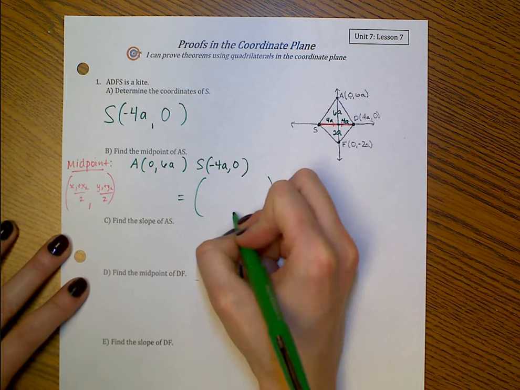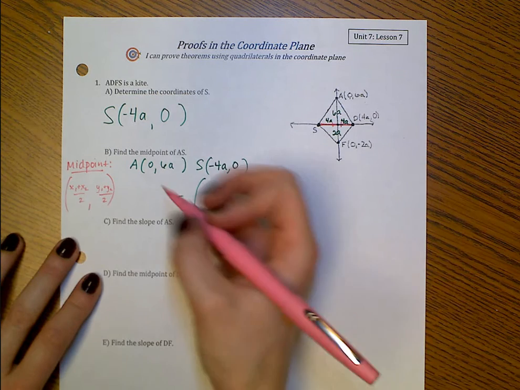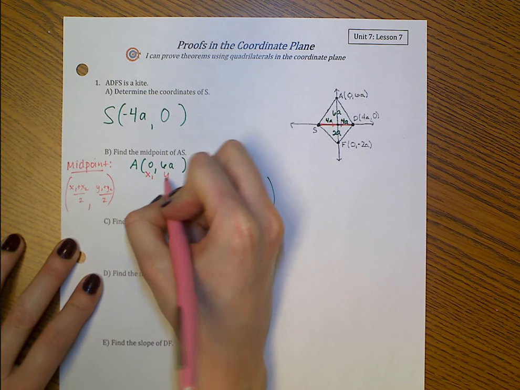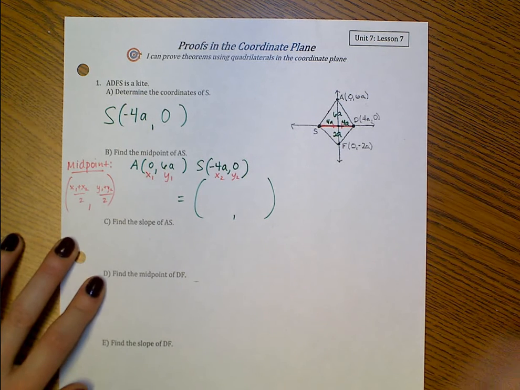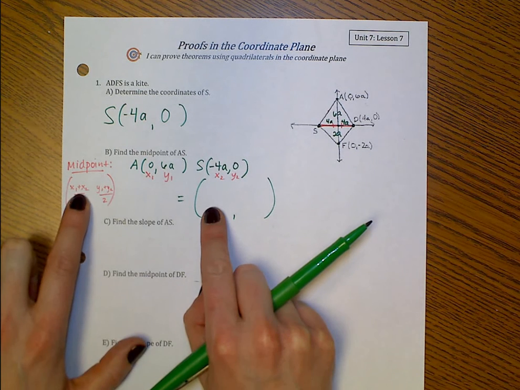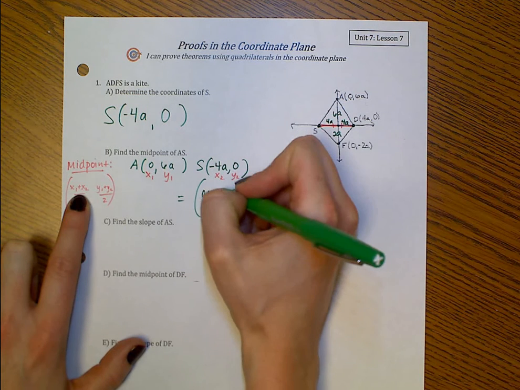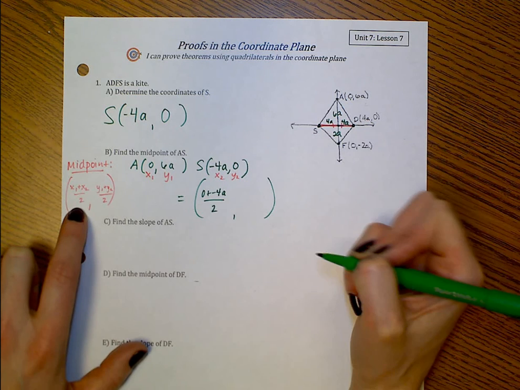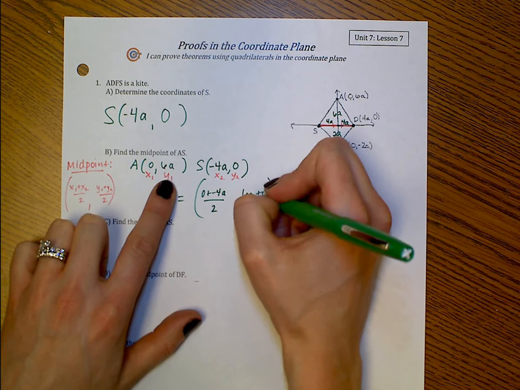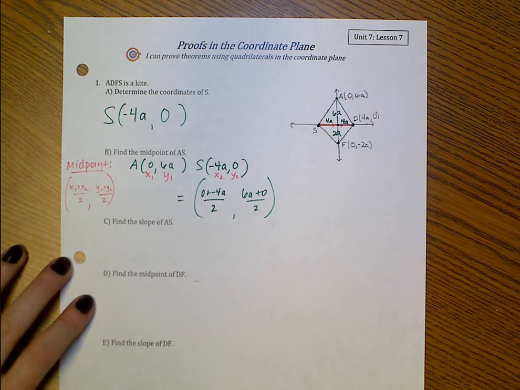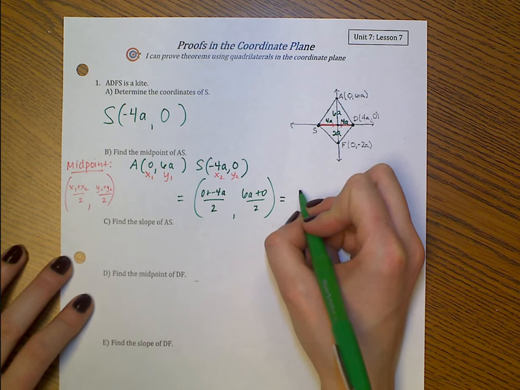which is going to be a giant ordered pair, I need to add the x's. So I'm going to go ahead and label the ordered pairs x1, y1, x2, y2. Okay, so I need to do x1 plus x2, so that's 0 plus negative 4a divided by 2. And then I need to add the y's together, 6a plus 0 divided by 2. You always want to simplify on these, you guys. Just make it the best answer possible.